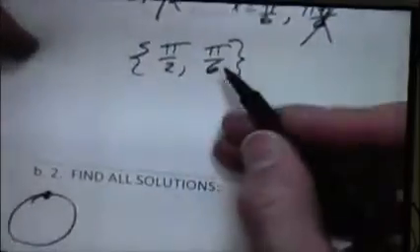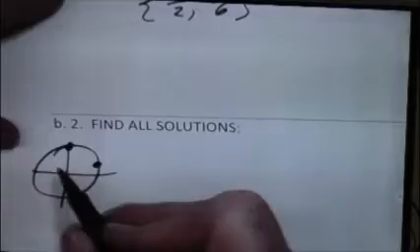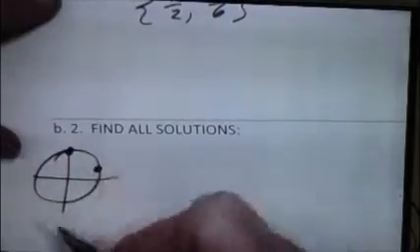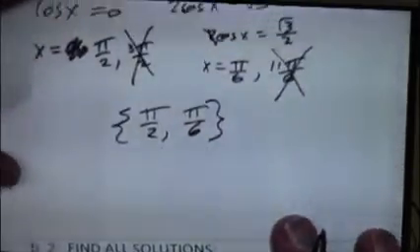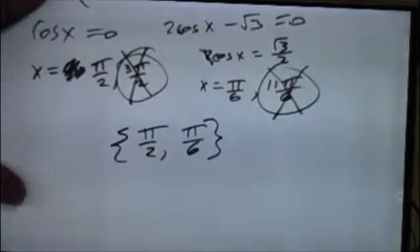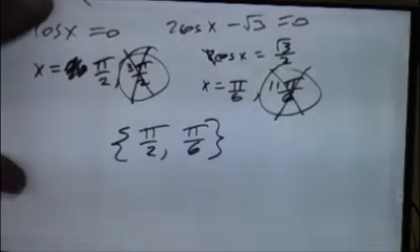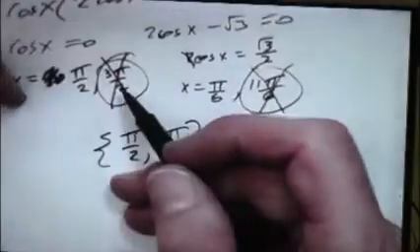Pi over 2 is here, and pi over 6 is here. So I can put plus 360 for both of them, but these two are now in play. For all possible solutions, those two are now good. I'm no longer within a restricted domain, so I have to take into account the 270 and the 330.